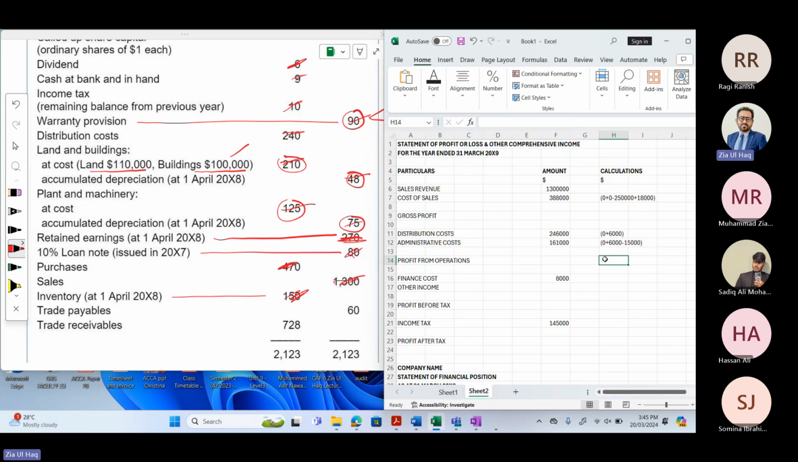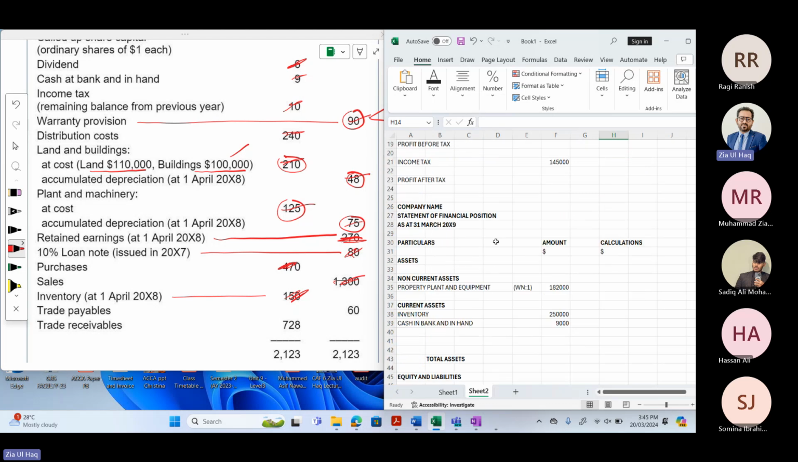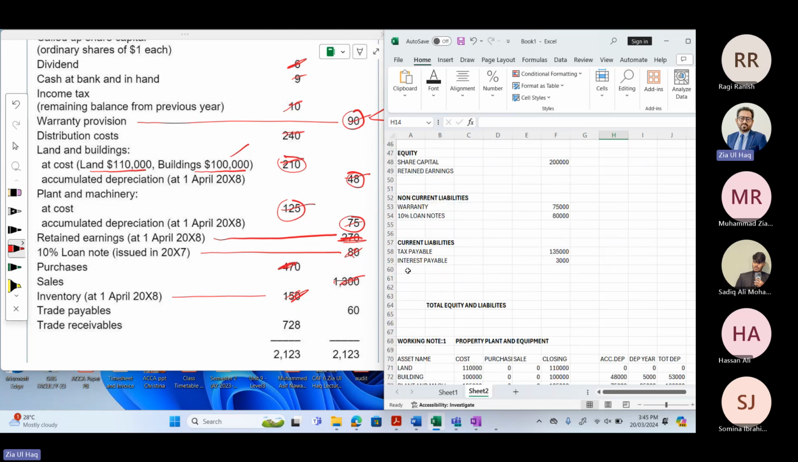What else have we left? Trade payables of 60 and trade receivables of 728. Trade payables 60,000 and trade receivables under current assets.